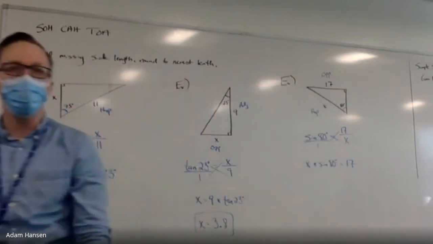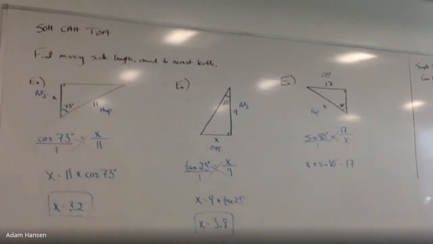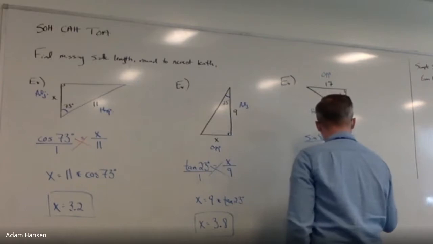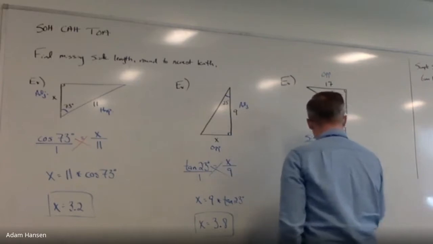There's just one more step to get to a point where I can go to my calculator. I still haven't solved for x yet. What do I have to do to get x by itself? X is being multiplied by sine 80, so we just need to divide both sides by sine 80. Divide by sine 80. Should my answer be bigger or smaller than 17?